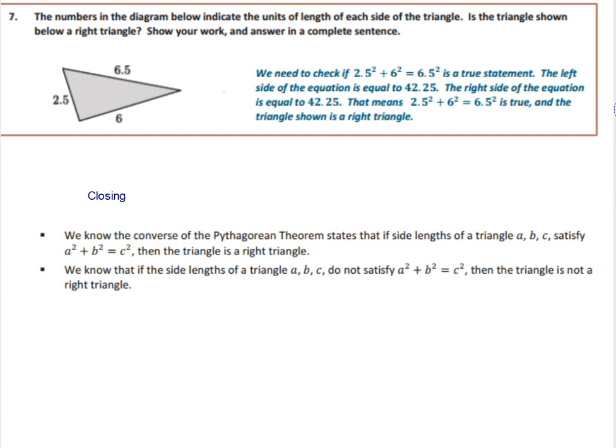Okay, so in closing, we know that the converse of the Pythagorean theorem states that if sides A, B, and C satisfy A squared plus B squared is C squared, then it is a right triangle. We know that if the side lengths A, B, and C do not satisfy it, then it is not a right triangle. Go ahead and head back to the classroom and let's get practicing.